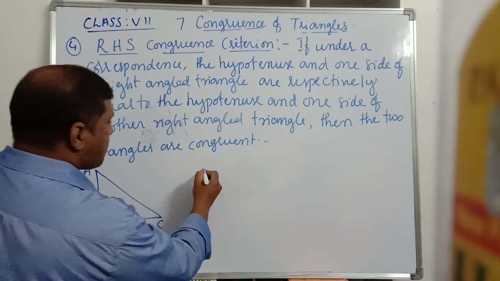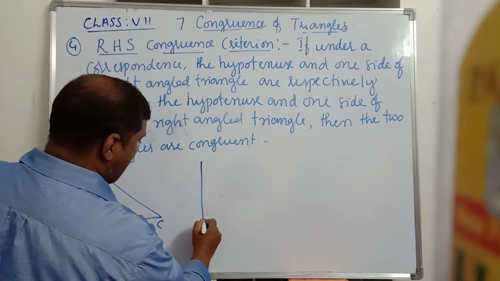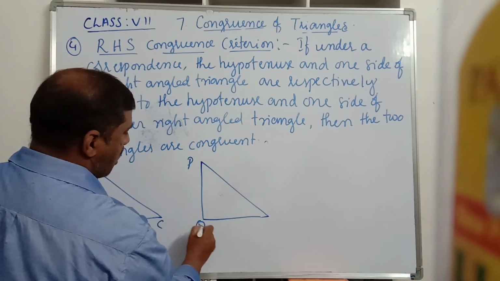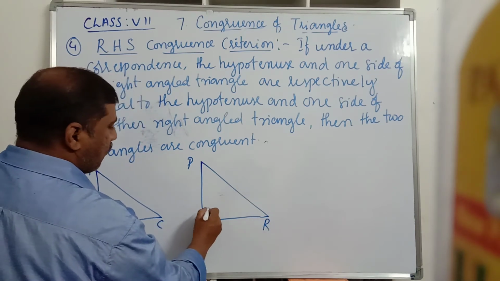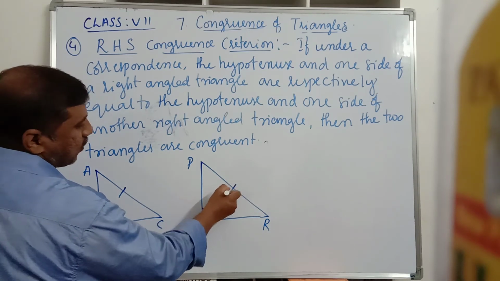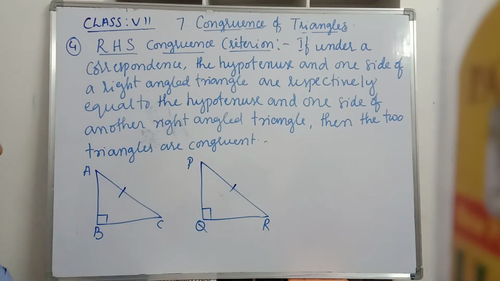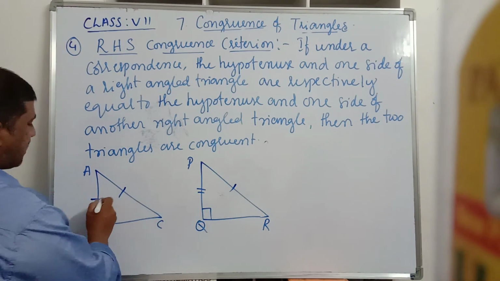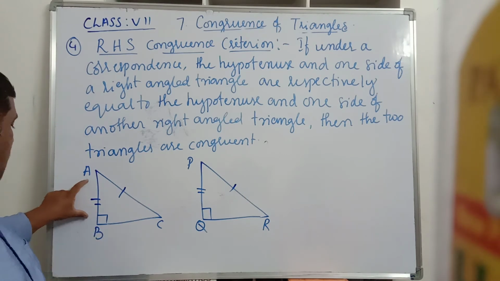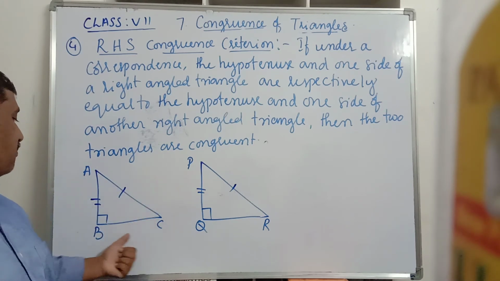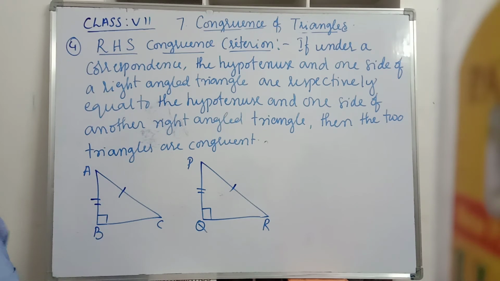And consider one more right angled triangle, triangle PQR, where angle Q is equal to 90 degrees. Here angle B is equal to angle Q, that is the right angle, and the length of AC is equal to the length of PR, the two hypotenuses of the two triangles. And consider the sides AB and PQ. AB and PQ are the two corresponding sides, not AB and QR. AB is equal to PQ, and BC will be equal to QR if they are congruent triangles.